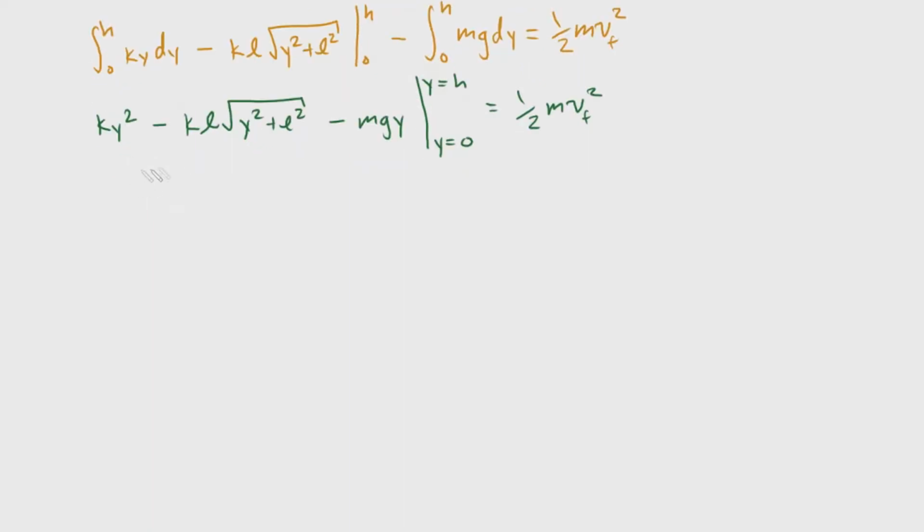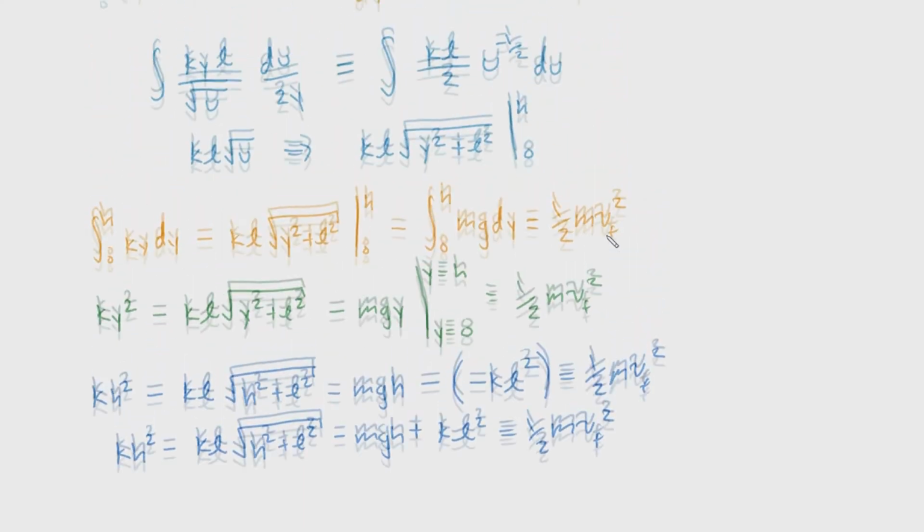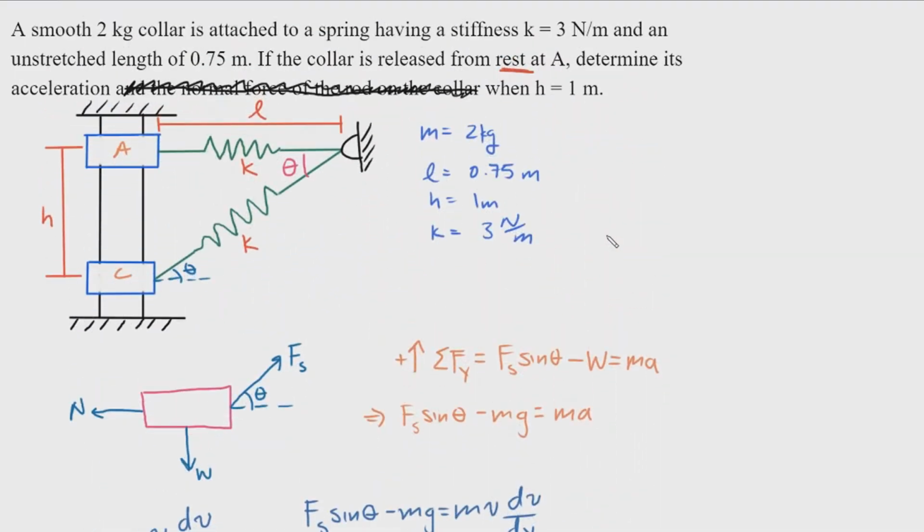So if we plug in the limits of integration, we could simplify this a little bit. So hopefully I didn't lose you so far. You just gotta remember what you're doing in this problem, and as it's stated in the problem, our goal is to find the acceleration of the collar when it reaches c.